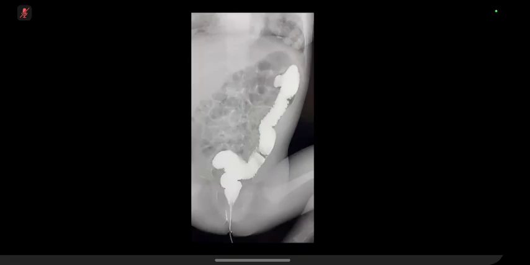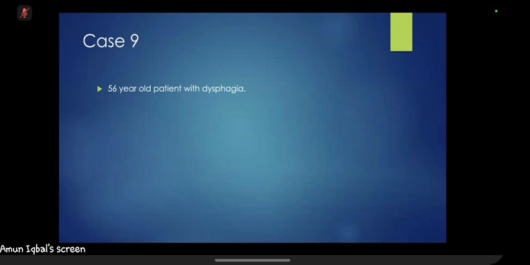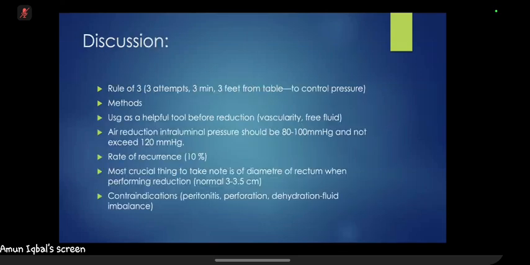So for that reason, it's important to always monitor and check that you are not over distending the rectum, because it can lead to perforation that can cause massive peritonitis, and that can cause other complications in the baby as well. Okay. And then the other things are contraindications, which I have already told you, and we will discuss them further as well.